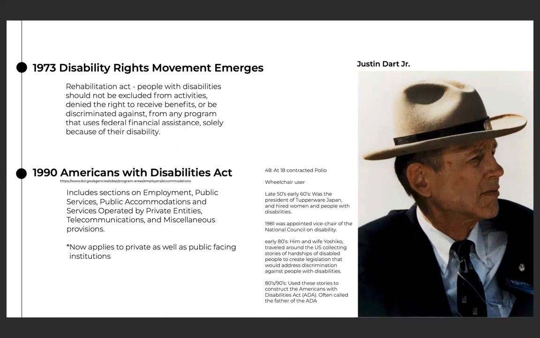On the right is Justin Dart Jr. He contracted polio in 1948 and has been a wheelchair user ever since. In the early 80s, he and his wife, Yoshiko, traveled around the US collecting stories of hardships of disabled people to create legislation that would address discrimination against people with disabilities. He used these stories to construct the ADA, so he is often called the father of the ADA, which is the Americans with Disabilities Act.